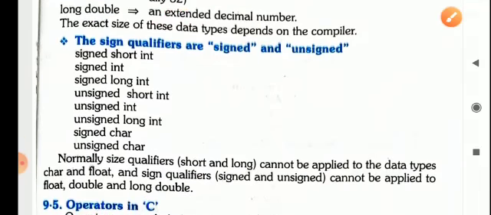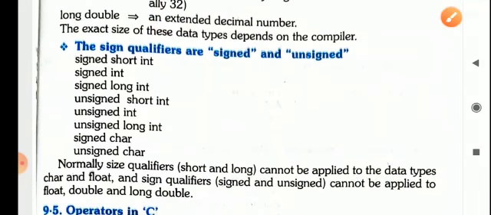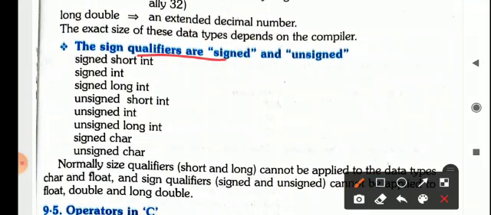Fine. So the other qualifiers are signed and unsigned, that is positive or negative sign, like signed short int. These are the various ways of representing the declaration of data types.